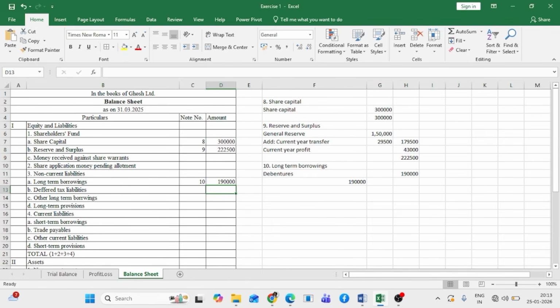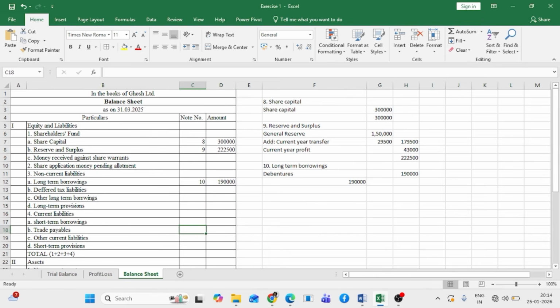Is there a deferred tax liability? No, there is no information about deferred tax liability. I'm not going deep into this. For your better understanding, you can refer to the format of your balance sheet. Now there is no other borrowings, if you see the liability side of the trial balance. There are no long-term provisions. Is there any short-term provisions? There are no short-term provisions.